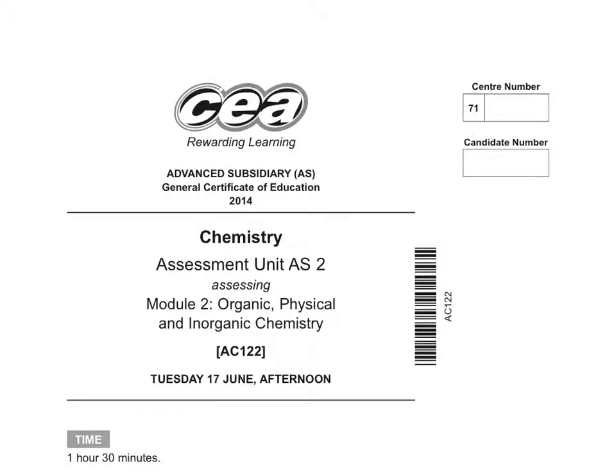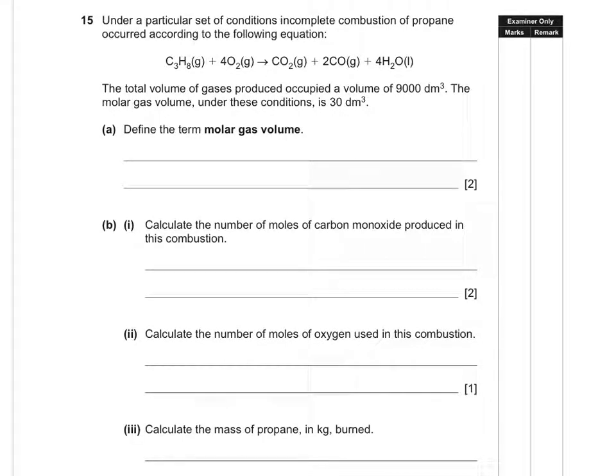This is AS2 June 2014 and we're going to be looking at question 15b. In order to answer this question we need to apply Gay-Lussac's law. So we're looking at 15b here. We're asked to calculate the number of moles of carbon monoxide.